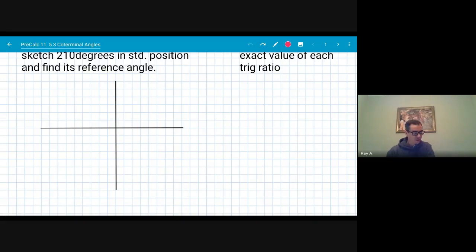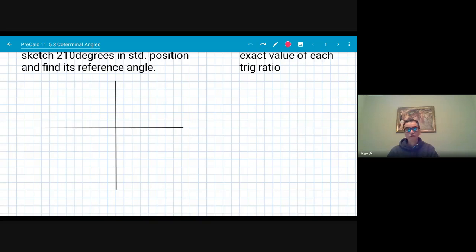As you can see, I already have the get started part on the screen. I did not take a picture of the book this time. I think I can manage with this. And the first thing for us to do is to sketch 210 degrees in standard position and find the reference angle.